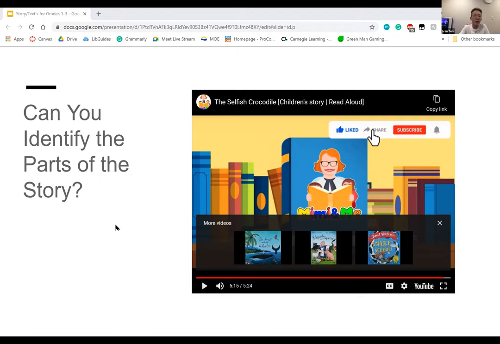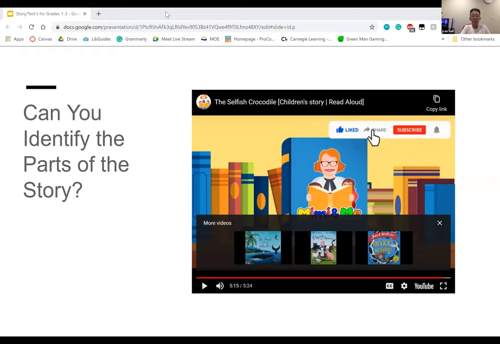How about the rising action, building up to the climax? Do any of you guys know what happened in the rising action? Remember, the rising action is when the first problems are presented to us. So based on that, do you guys know what happened? Okay, the rising action is when the crocodile had a toothache.